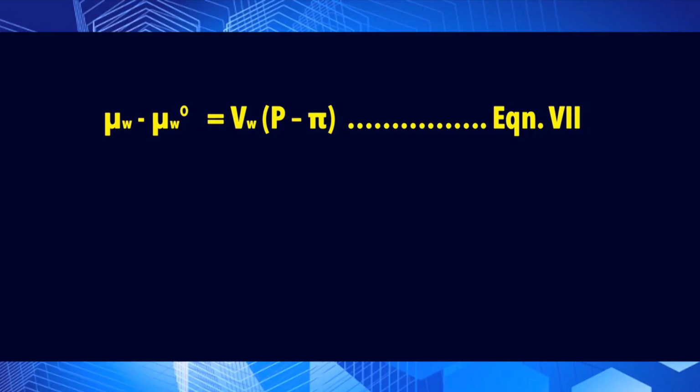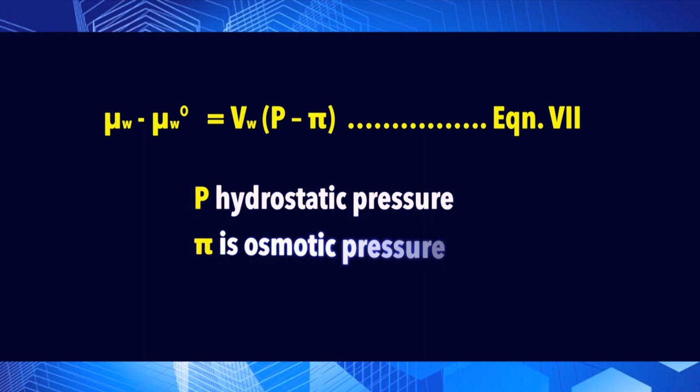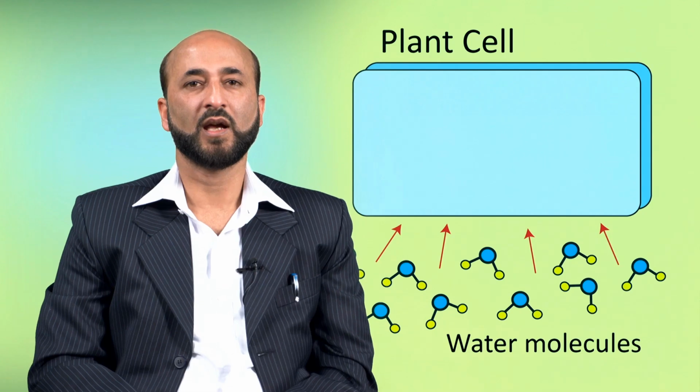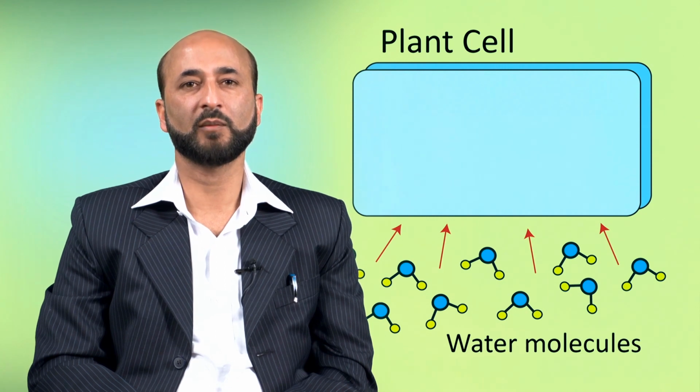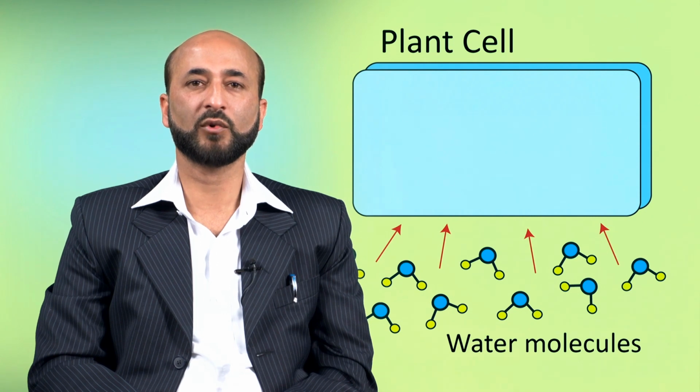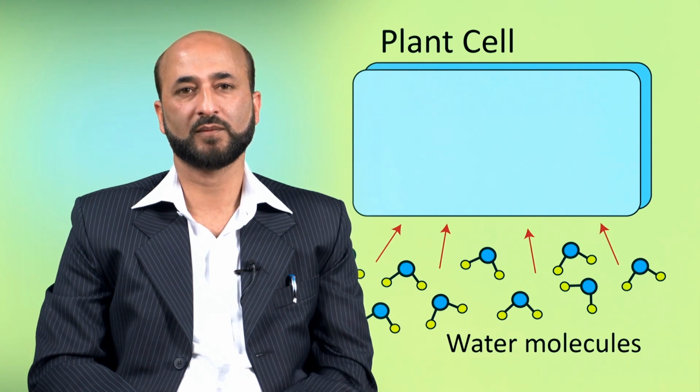μW minus μW naught is equal to VW into (P minus π), where μW is the chemical potential of water, μW naught is the chemical potential of water under standard conditions, P is hydrostatic pressure and π is osmotic pressure. As per this equation, the chemical potential of water in a solution differs from that of pure water under standard conditions as a function of an osmotic component and a pressure component.